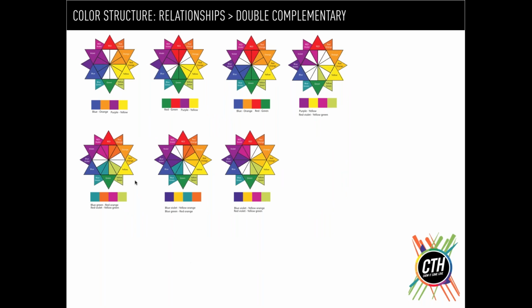Double complementary is like the letter X. It's the two sets of complements working together. So you have four colors that you're using, and they're all pretty high contrast. If you can think of it like two are on one team and two are on the other.